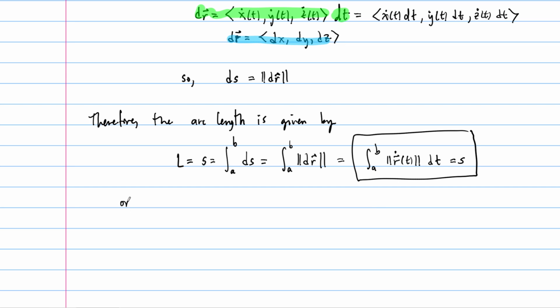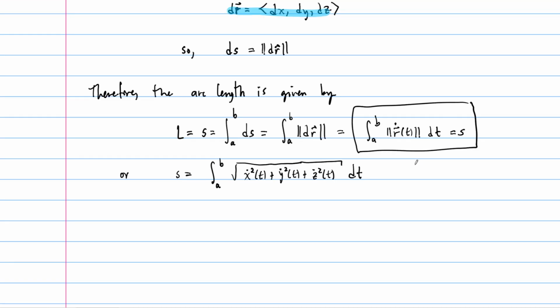So another way to write this, if we just get the component functions in there, is that our arc length is equal to the integral from a to b. Remember, these are the values of t, of the square root of x dot squared of t plus y dot squared of t plus z dot squared of t, dt. And that's just writing out the formula for what it means to be the length of r dot. All right, so any of these are going to be useful for us.